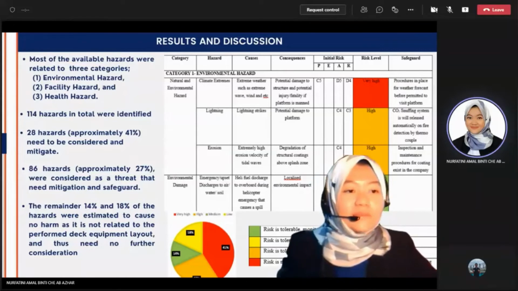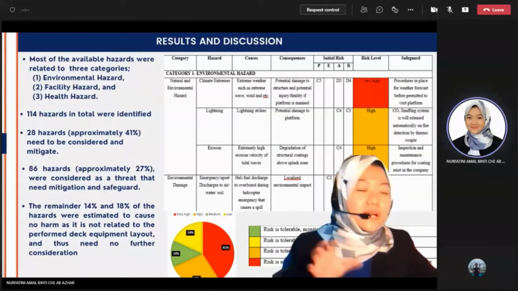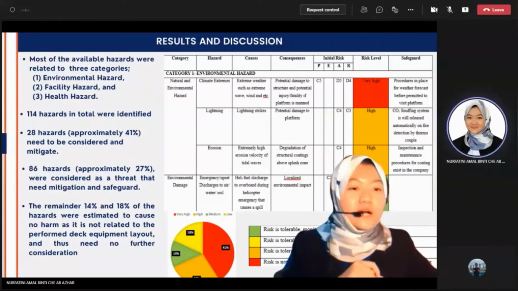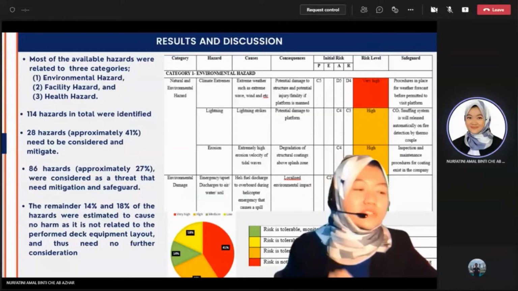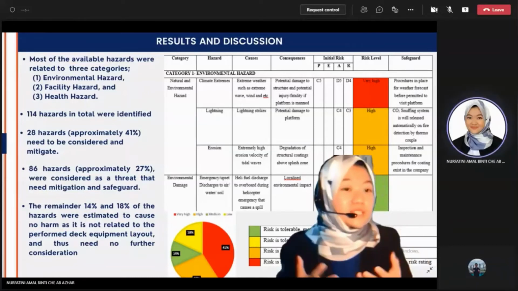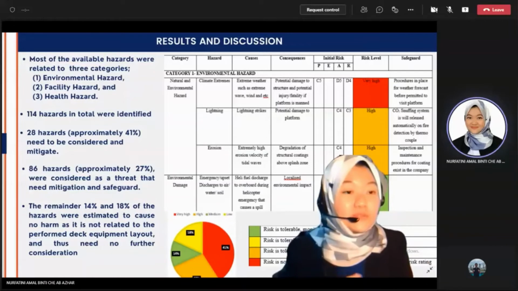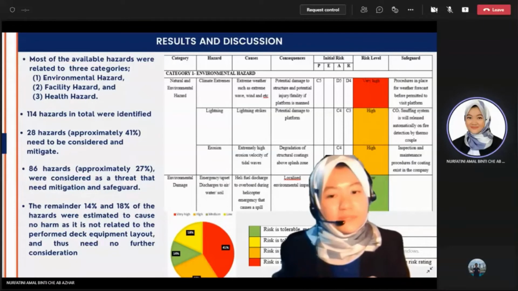As for the high, the risk is tolerable. However, proper mitigation and safeguards are needed throughout the process. As for medium and low levels of risk, it is not necessary to have mitigation or proper safeguards. However, if we have recommendations, it is better for the workshop itself because this risk is tolerable.